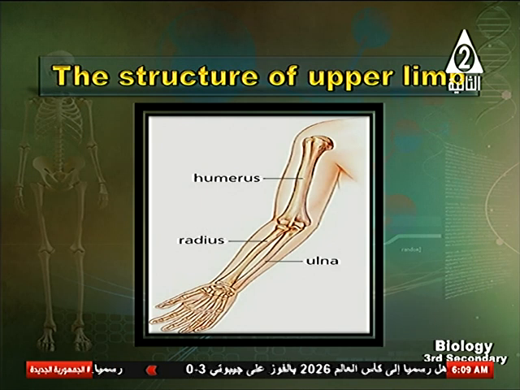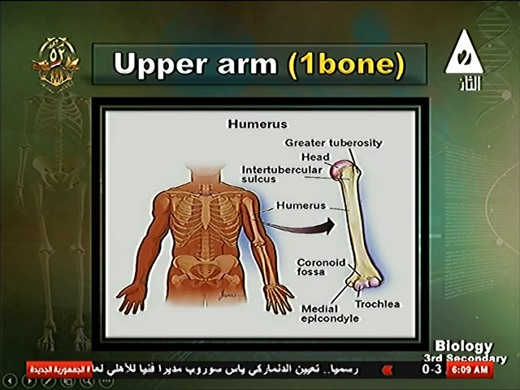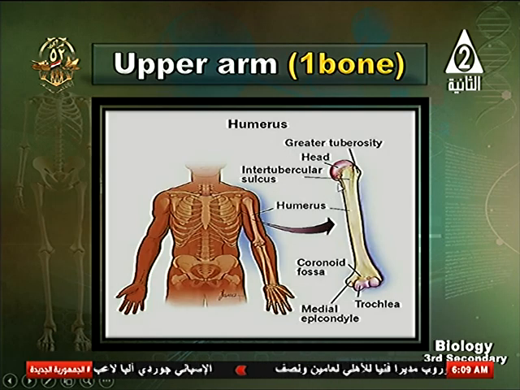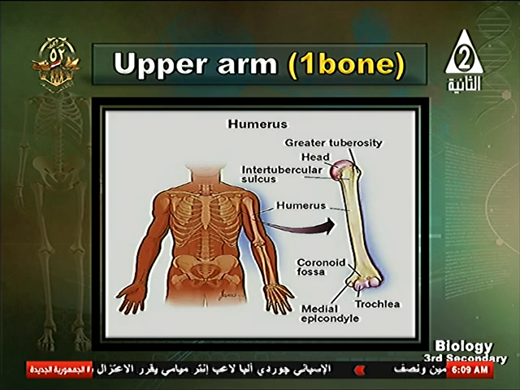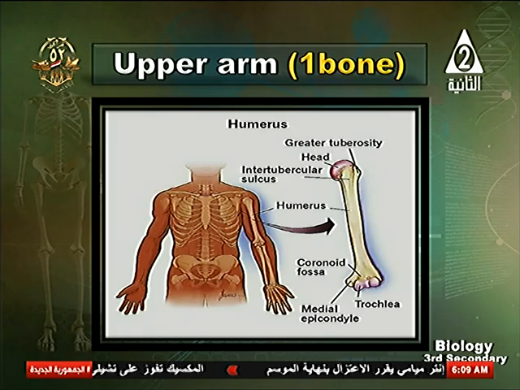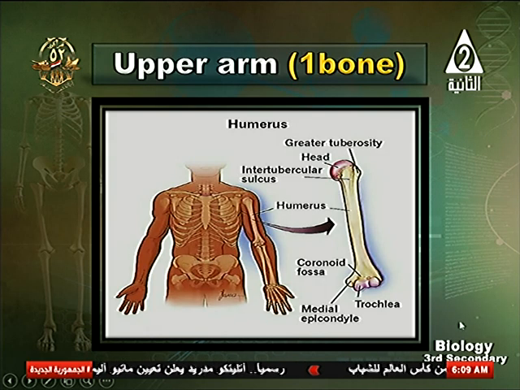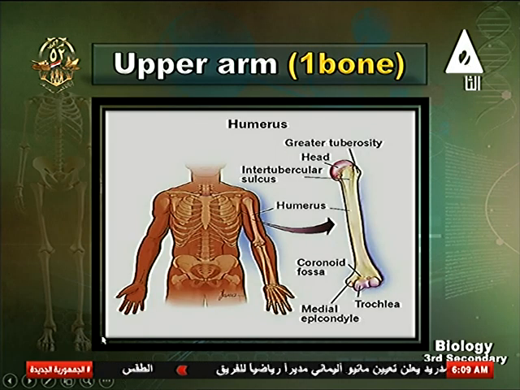Okay. The structure of the upper limb again: it consists of the humerus, the upper arm, and the forearm. The head of the humerus fits in the glenoid cavity to form the shoulder joint, which is a widely movable joint. Okay. This is the process or the projection of the humerus, this one, okay, to fit in the cavity or the depression of the ulna. Okay.